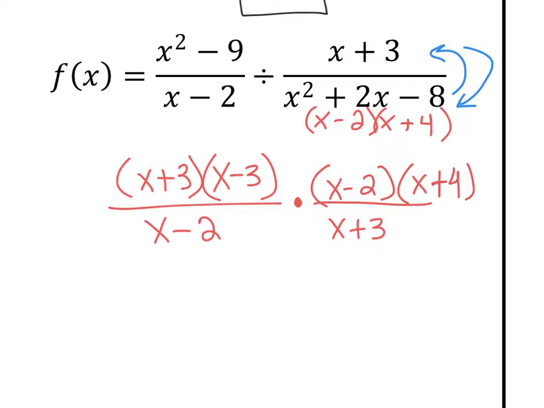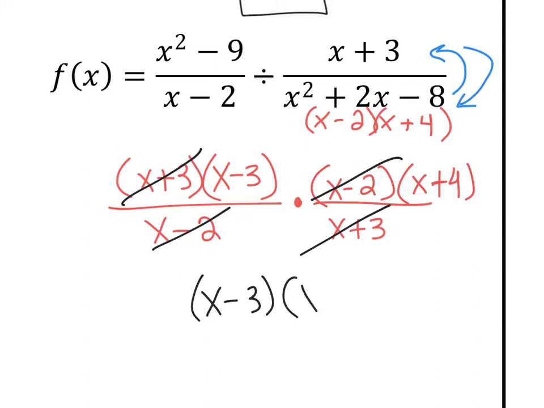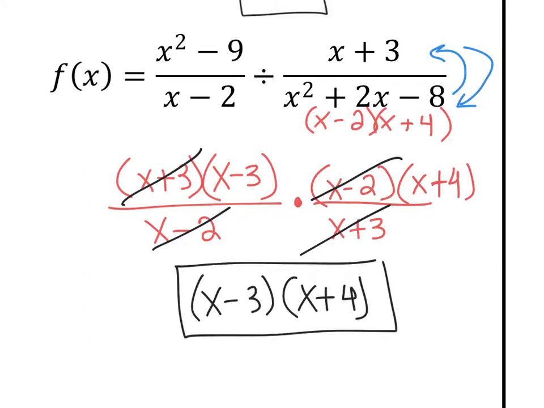Now again, I'm looking for common factors on my numerator and denominator. X plus 3 and x plus 3 divide to 1. X minus 2 and x minus 2 divide to 1. I have nothing left on my denominator. All I have left on my numerator is x minus 3 and x plus 4. I'm going to do one more division and then we'll finish the video there.